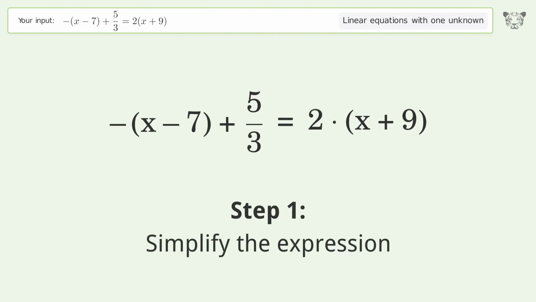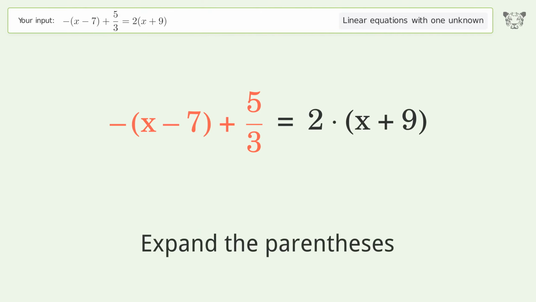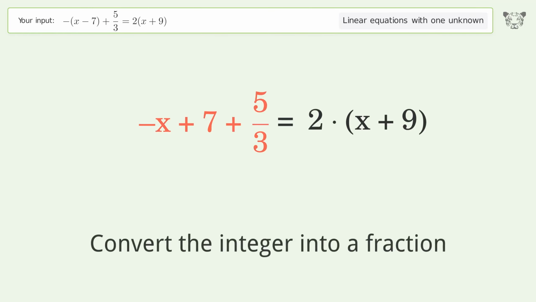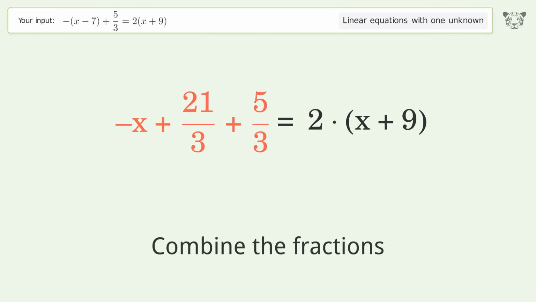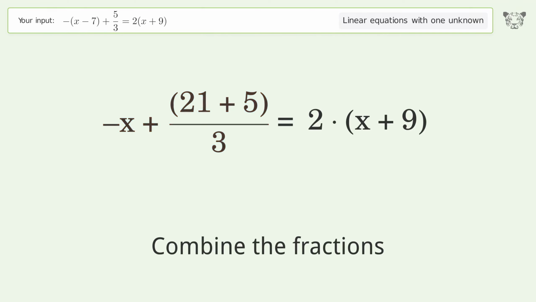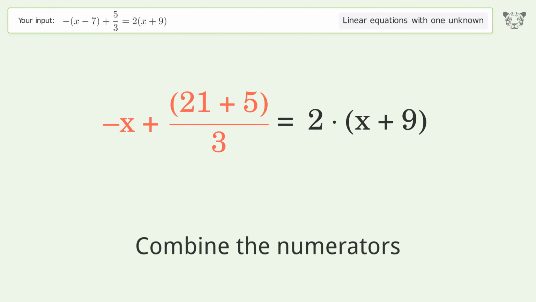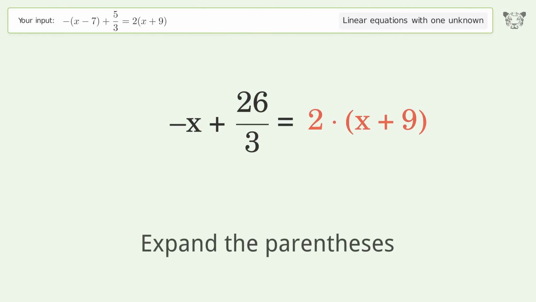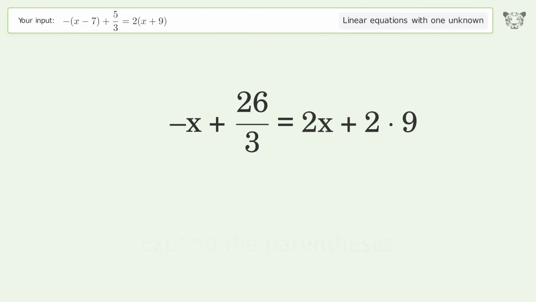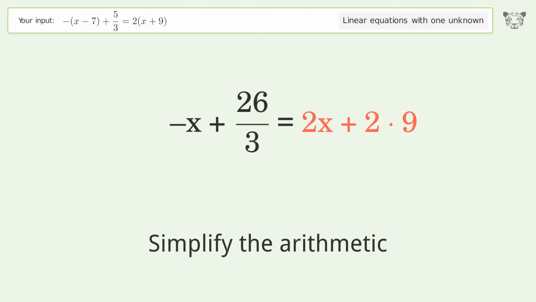Simplify the expression. Expand the parentheses. Convert the integer into a fraction. Combine the fractions. Combine the numerators. Expand the parentheses. Simplify the arithmetic.